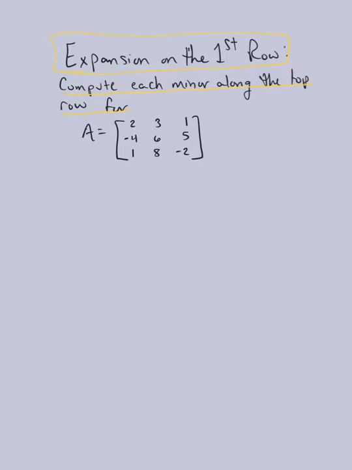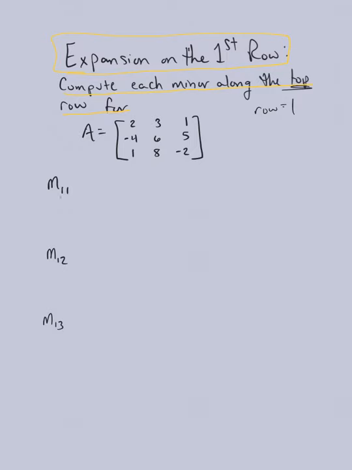Okay, and so since we're on that top row, that means that my row number is always going to be equal to 1. And notice that there's 3 columns. And so the minors that I'll need to compute are M11, M12, and M13. Okay? Let's get started on M11.